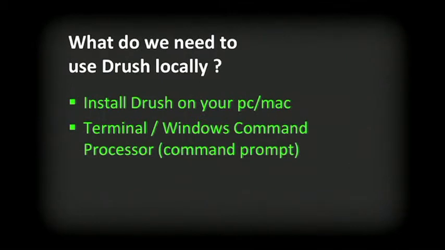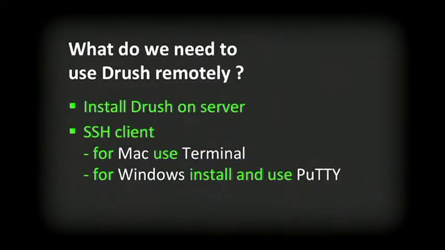So to use Drush locally, you actually have to have Drush installed on your local machine. And you need to have access to a command prompt or a terminal. If you're on Mac, you'll be using Terminal. And you can use the Windows command prompt for local operations on Drush. But if you want to use Drush on your site that's hosted elsewhere, then you need to install Drush on that server as well. And you need to have SSH access into that box. With Mac, you'll have a terminal. I'm a Mac user. But for Windows, you would probably need to download something like PuTTY. If you just Google it, you should be able to find PuTTY and download it.